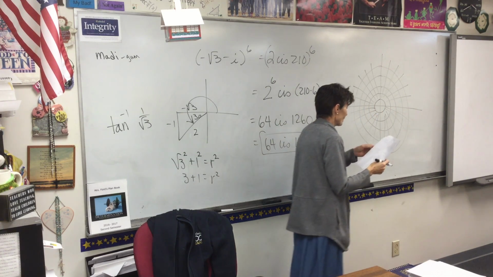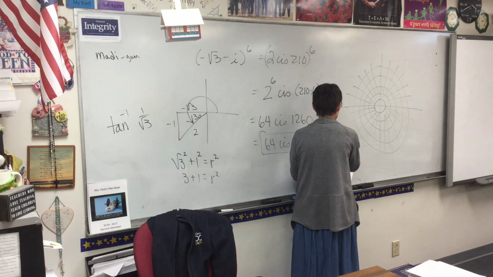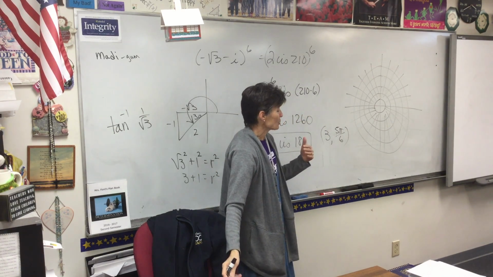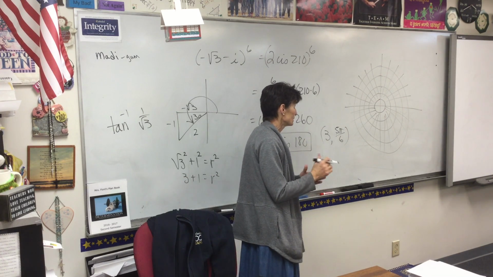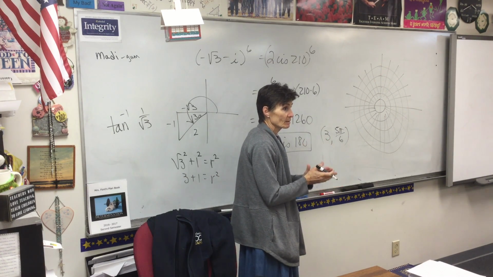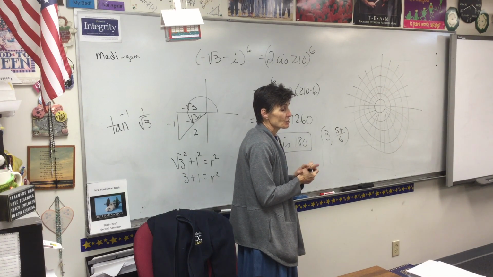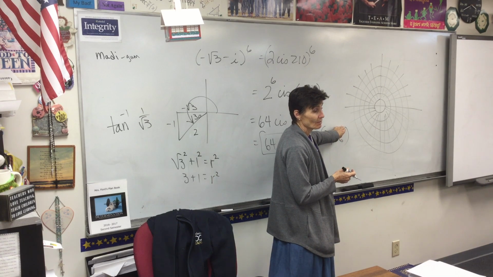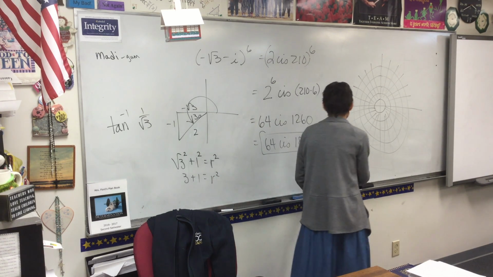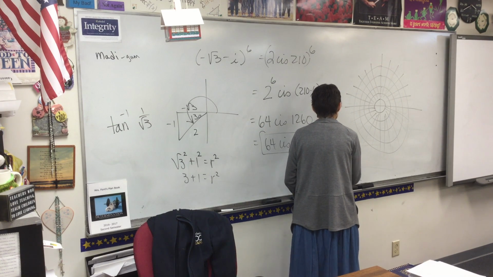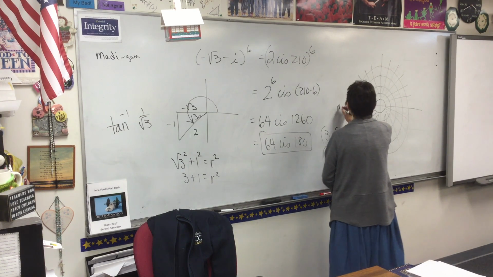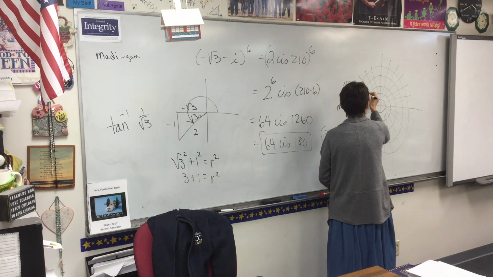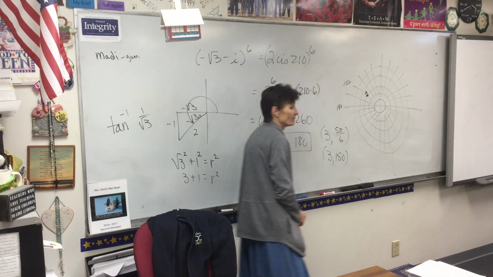Alright, so here we go. We're going to plot the point 3 comma 5 pi over 6. Well, we just did this a couple minutes ago. We have to change that radian measure into degrees to put it on our graph paper. So pi is 180, divided by 6 is 30, times 5 is 150. So we're going to plot this at 3 comma 150. You're going to find your 150 line, and you're going to count out 1, 2, 3 circles, and that's going to be point A.